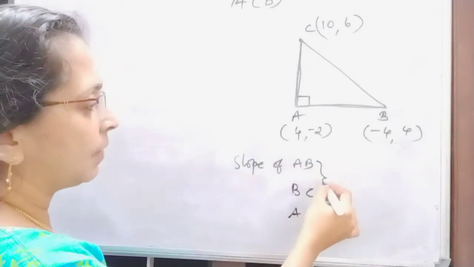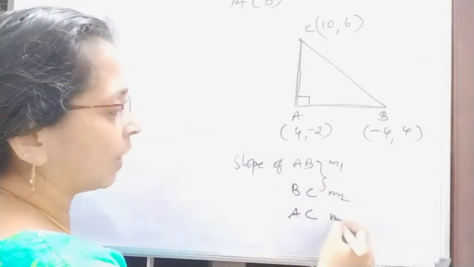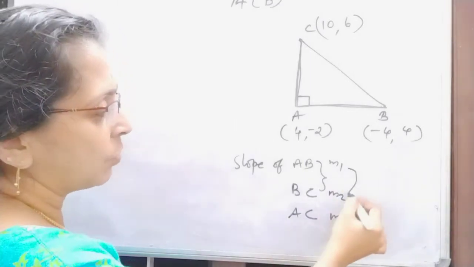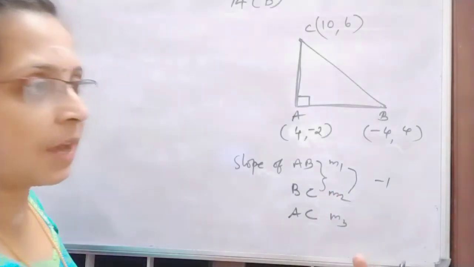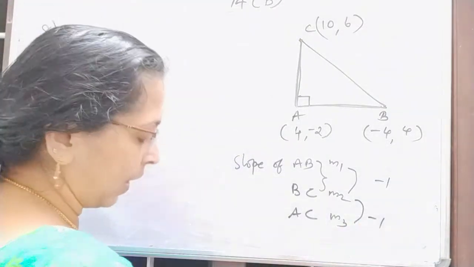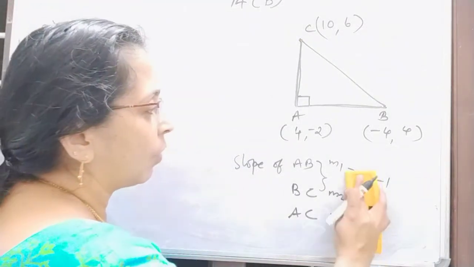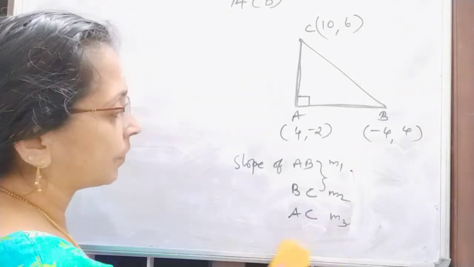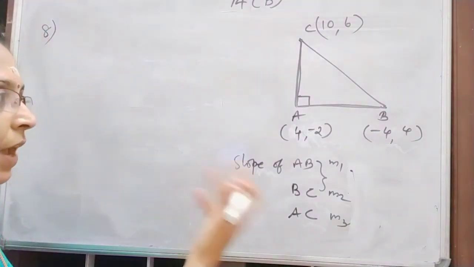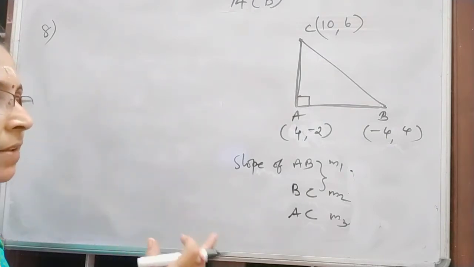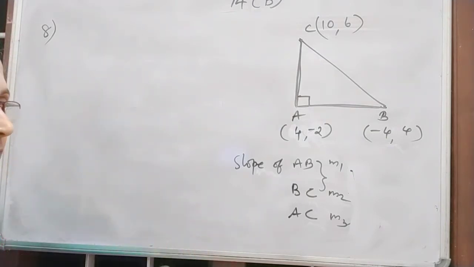Suppose this is M1, this is M2, we can write this as M3. If we multiply M1 into M2 and get negative 1, we can say that this is a right angle triangle. Or M2 into M3, if we get negative 1, it is a right angle triangle. Or M1 into M3. Any one of these three cases we can take. First we have to find the slopes, then we can see whether the product is negative 1 or not. If we get negative 1, we can say that it is a right angle triangle.